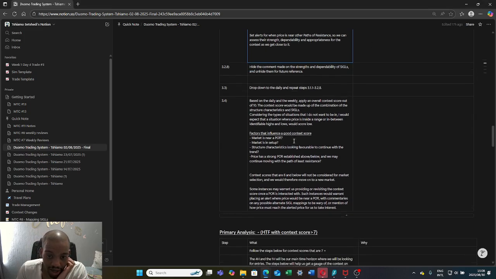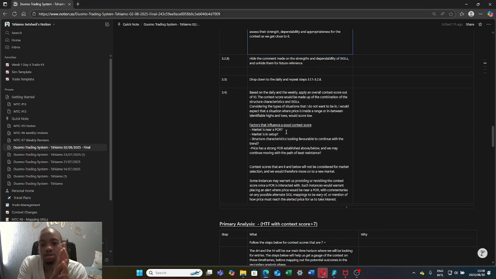Okay, drop down to daily, repeat the steps. Based on the daily and weekly, apply an overall context score out of 10. The context score would be made up of a combination of the structural characteristics and significant levels. Considering the types of situation that I want to be in, I would expect that a situation where the price is inside a range in between identifiable highs and lows would score low. Factors that influence a good context score: market near path of resistance, yes.